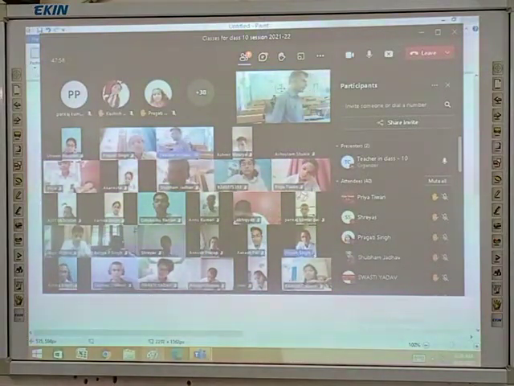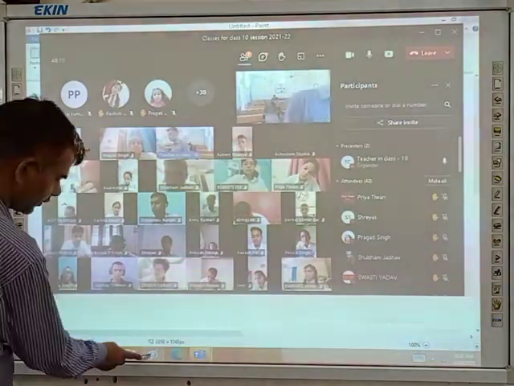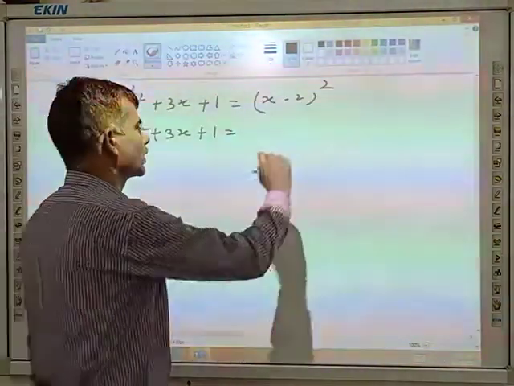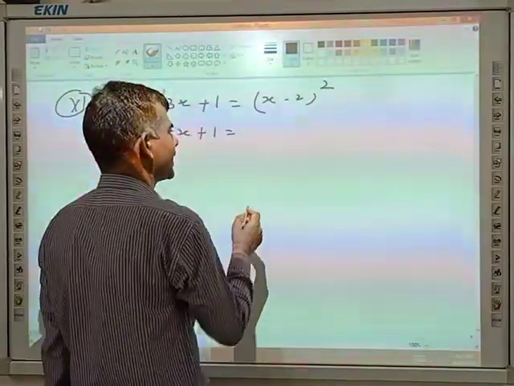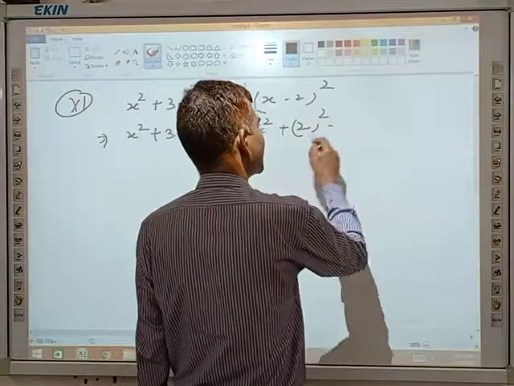A square plus b square minus 2ab. Very good. Now student, a square plus b square minus 2ab.